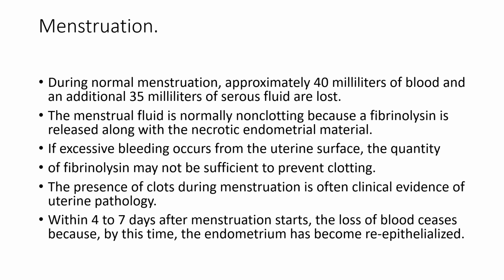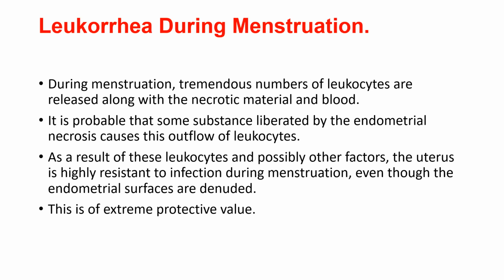Within 4 to 7 days after menstruation starts, the loss of blood ceases because, by this time, the endometrium has become reepithelialized. Leukorrhea during menstruation. During menstruation, tremendous numbers of leukocytes are released along with the necrotic material and blood. It is probable that some substance liberated by the endometrial necrosis causes this outflow of leukocytes. As a result of these leukocytes and possibly other factors, the uterus is highly resistant to infection during menstruation, even though the endometrial surfaces are denuded. This is of extreme protective value.